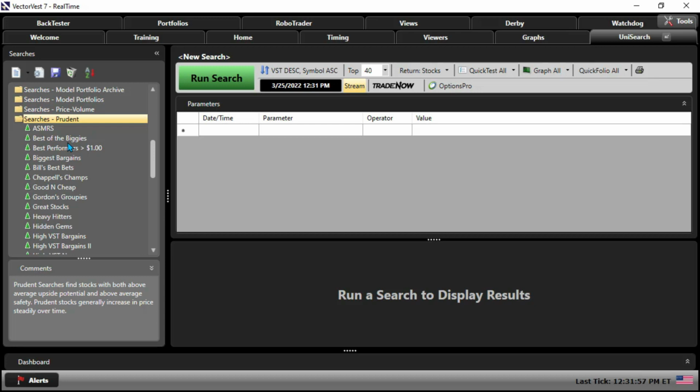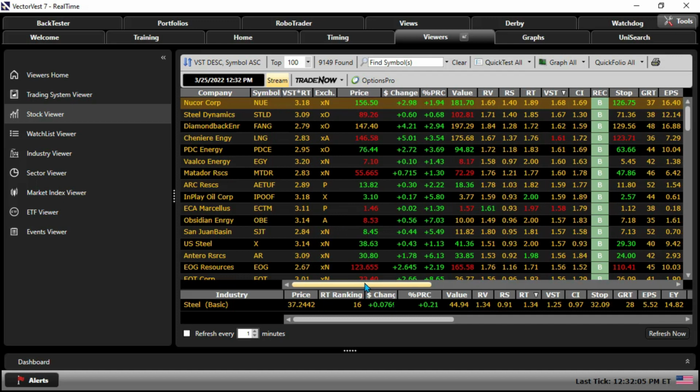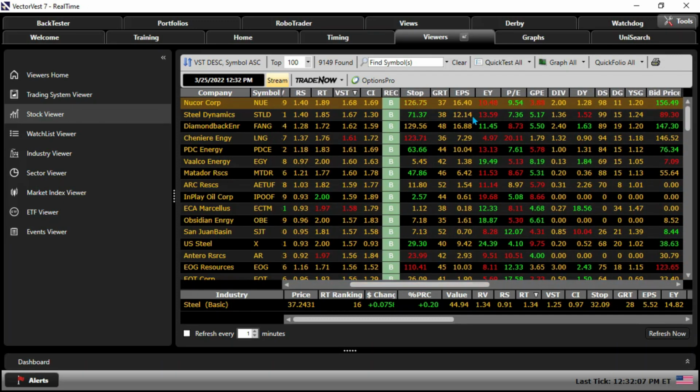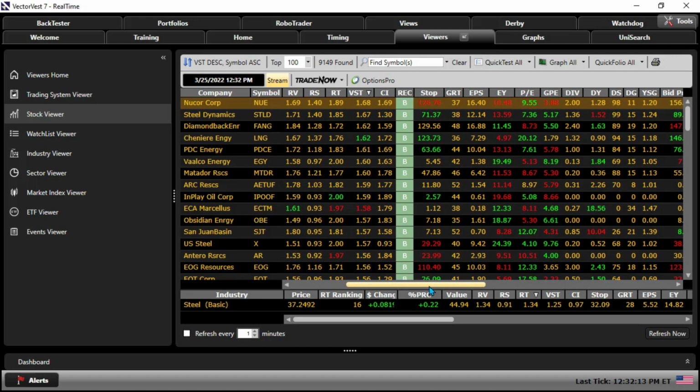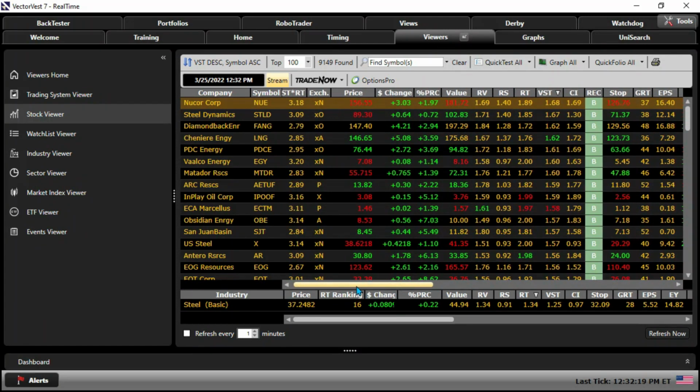I'm going to go back to the Viewers tab and go back to the Stock Viewer. Every stock in the database has what we call a stop price. It's a 13-week moving average adjusted for the fundamentals of the stock. So when a stock's got great fundamentals, we're going to lower that stop price to keep you in that stock a little longer. Well, how does that work out?